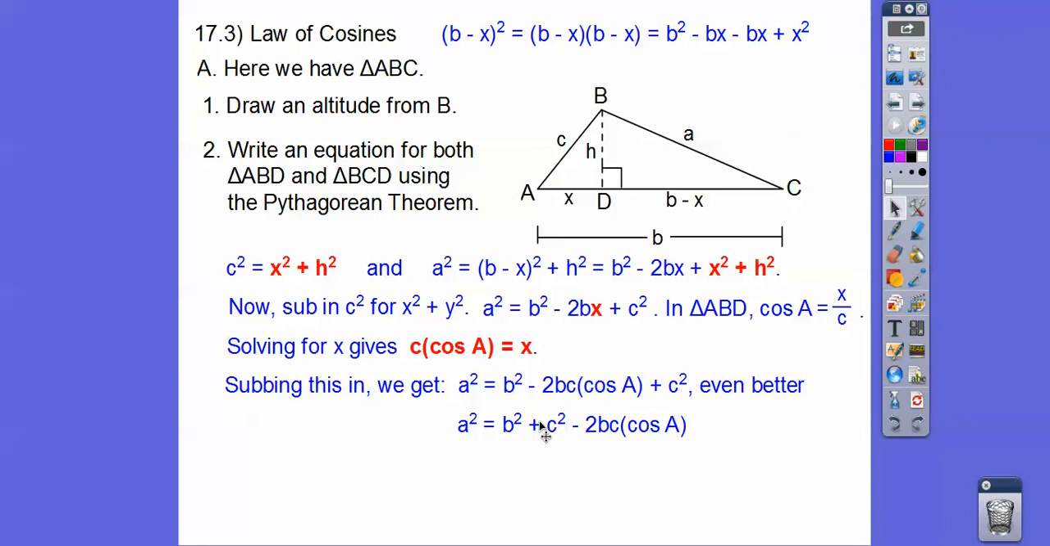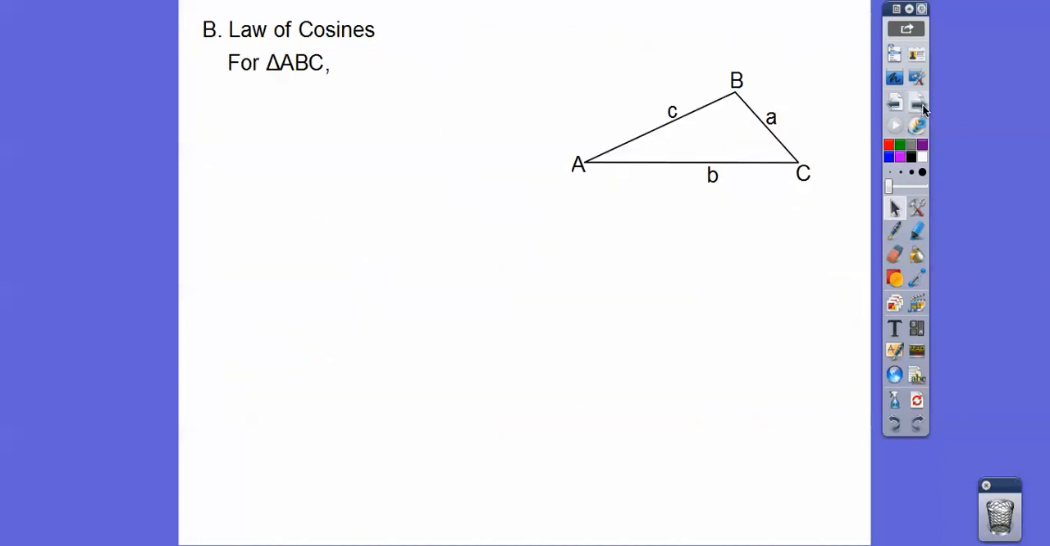Now check this out. This side squared is going to be this cosine of this angle right here, and then it's all the other letters in here. So a squared equals b squared plus c squared minus 2bc cosine of A. That'll work on all triangles. So the law of cosines: a squared equals b squared plus c squared minus 2bc cosine of A.